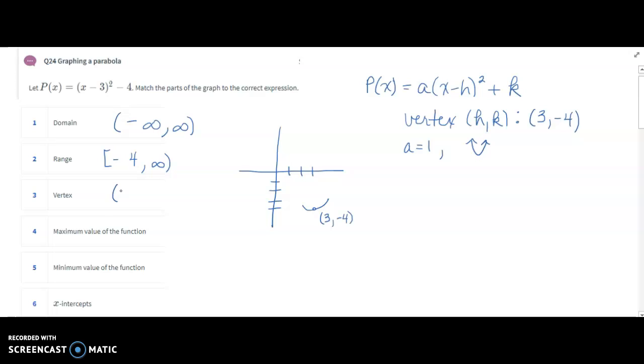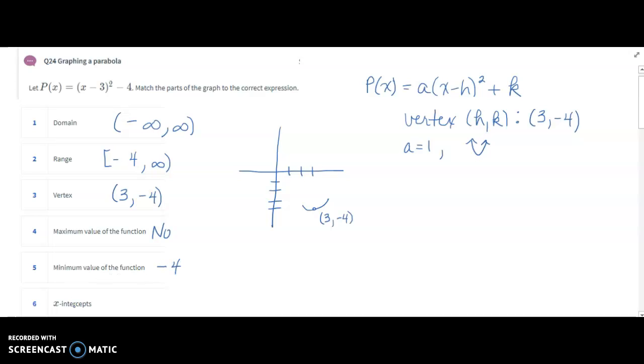The vertex we just stated is (3, negative 4). The maximum value, well, because the parabola goes on up indefinitely, there is no maximum value. The minimum value of the function, that is the smallest y value, and because the vertex is the lowest point on the graph, the minimum value is negative 4.